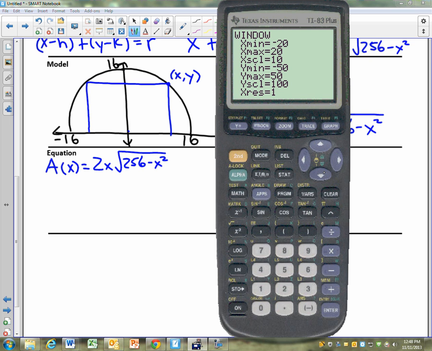My y minimum. Well, let's think about this. Y represents the area. Area is the output. Let's say you had a 20 by 20 box in there. Okay? That's a pretty big box, isn't it? 20 by 20, what would that give you? 400. So, I'll just pick 400. I'll have a scale every 100. Now I press graph.